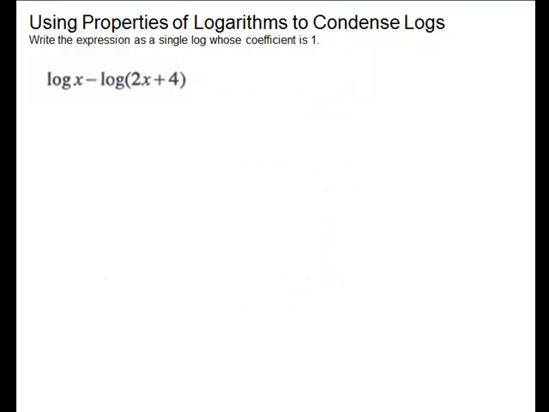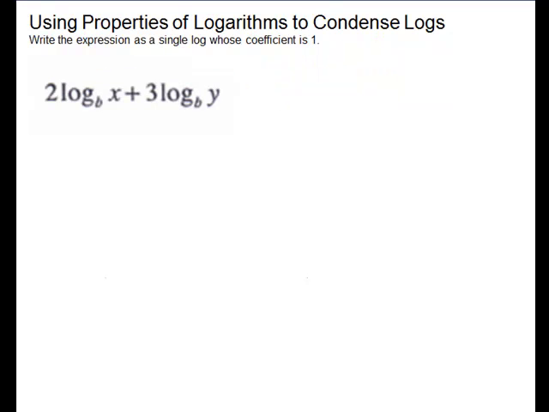This problem is also a difference of logs. So that would be the log of a quotient. So we're going to put it back together. Log, and our base here is 10, of x over 2x plus 4. And I would probably put parentheses around the whole thing.